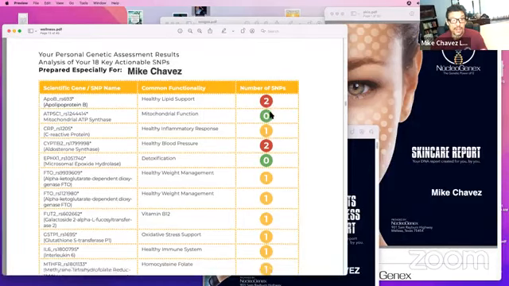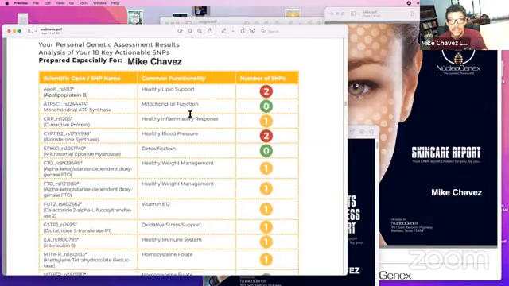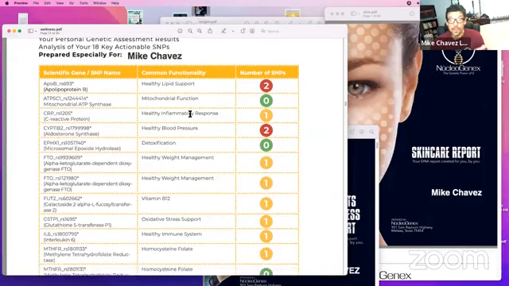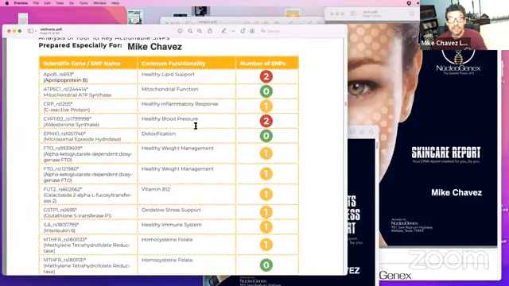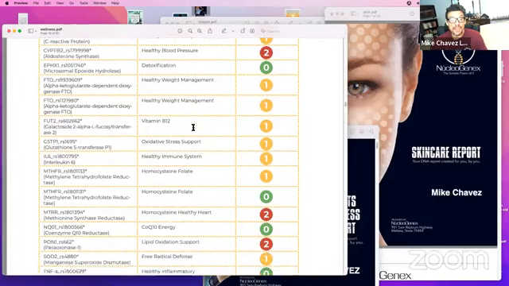As we look at this list, the first thing I looked at was the reds, because those are the ones I need to stop and take a look at and really understand what sort of things I need to be aware of. The first one I got is the APOB gene, whose common functionality is healthy lipid support. The next one I got is healthy blood pressure. The next is homocysteine heart health, which is the MTRR gene, a very common gene variant. We could talk about that later.